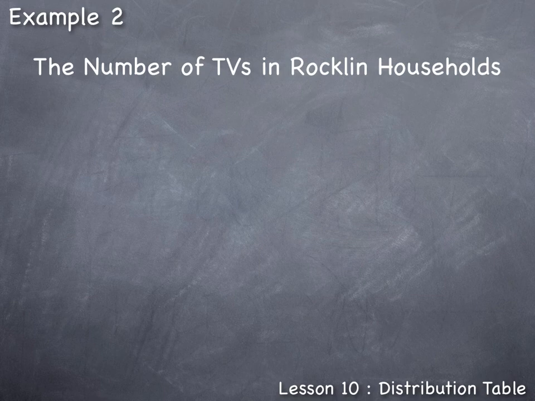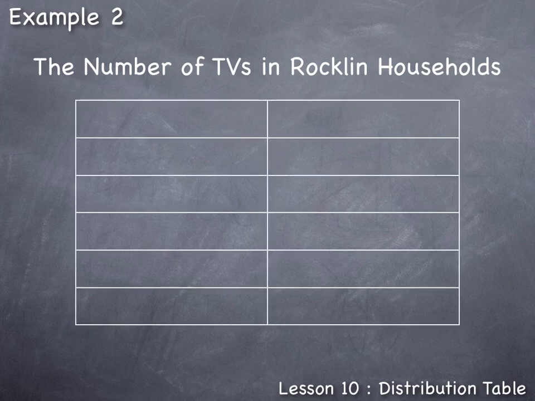Now, to construct the actual distribution table, we draw a rectangle which is divided up into rows and columns. Now, each of the columns need to be clearly labeled. The first column in a distribution table is labeled for the data. In this case, the data was number of TVs. The next column is the statistic column. And in this problem, we are specifically asked to construct a frequency distribution table.